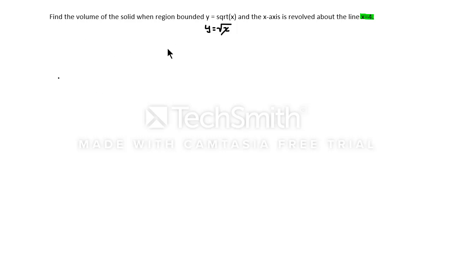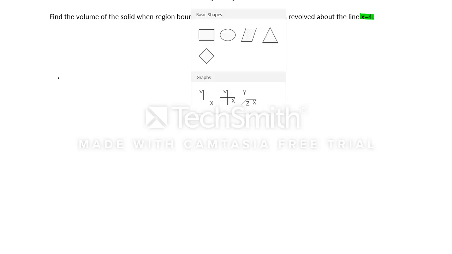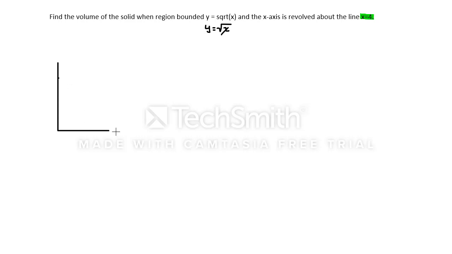Find the volume of the solid when the region bounded by y equals square root x and the x-axis is revolved around the line x equals 4. How about we stretch our artistic muscle a little bit, as we often have to do in Calculus 2.